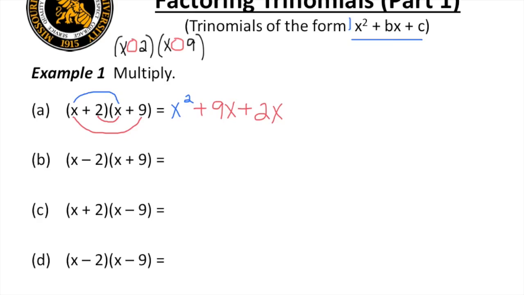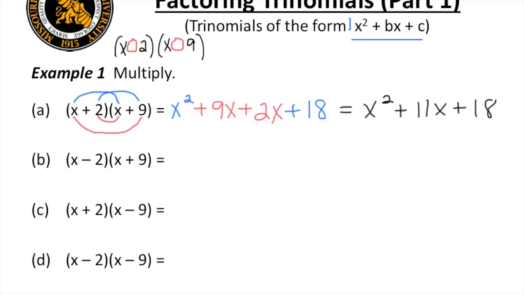And finally, we multiply the last terms. 2 times 9 gives us a positive 18. To complete our multiplication process, we now combine like terms. Notice that we end up with x squared plus 11x plus 18. Now let's use the same multiplication process to multiply the remaining 3 pairs of binomials.